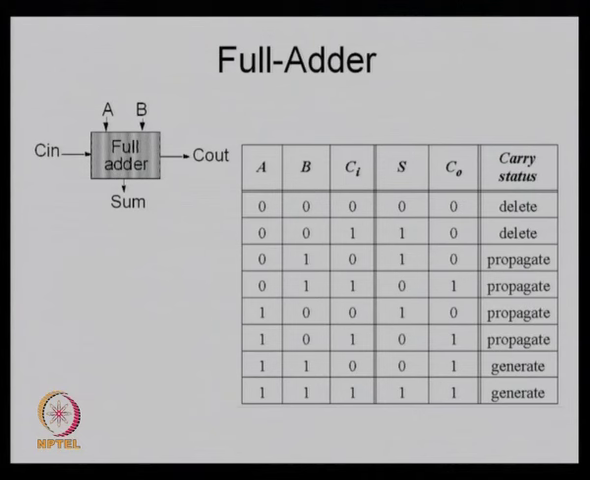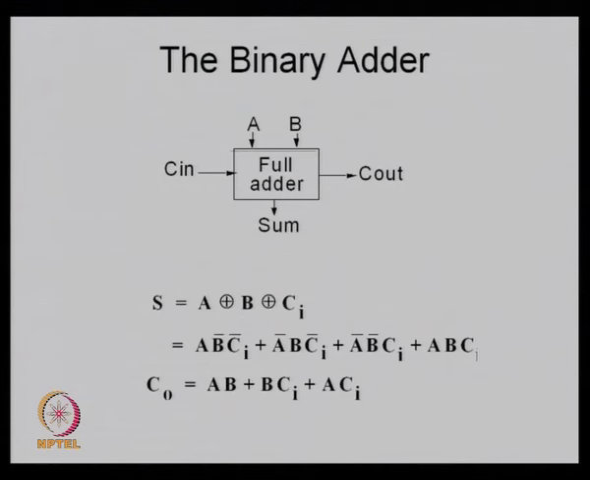So, depending on the input data available and the carry input available, we can always figure out that we can generate a specific carry, or delete, or propagate. This we discussed last time. We also said that a typical adder logically can be explained as sum is equal to A XOR B XOR CI, where CI is the input carry. We can also expand it logically into a sum of product terms, and the output carry will also be a sum of AB plus B CI plus A CI.